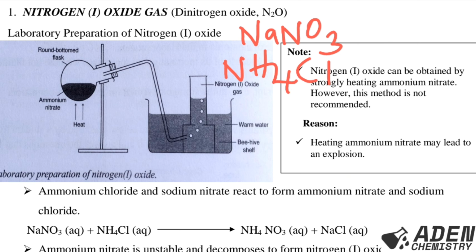Then we are going to heat the mixture of sodium nitrate and ammonium chloride. So what will happen when the mixture of sodium nitrate and ammonium chloride is heated? What will happen is that sodium chloride and ammonium nitrate will be formed. So when ammonium nitrate and sodium chloride are formed, the ammonium nitrate formed is unstable. Therefore, it decomposes to produce nitrogen 1 oxide gas and also steam. So that's how nitrogen 1 oxide gas will be prepared in the lab.